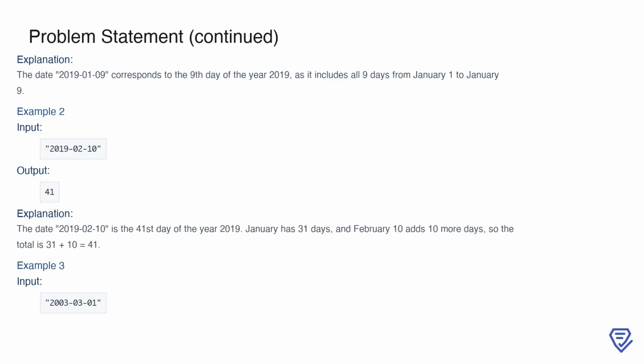To further clarify, let's look at the example of January 9th, 2019. This date corresponds to the 9th day of the year 2019 because it includes all 9 days from January 1st to January 9th. Now consider another example, February 10th, 2019. In this case, the output is 41. Here's why: January has 31 days, and when we add the 10 days from February, we get a total of 31 plus 10, which equals 41. This means February 10th is the 41st day of the year 2019.